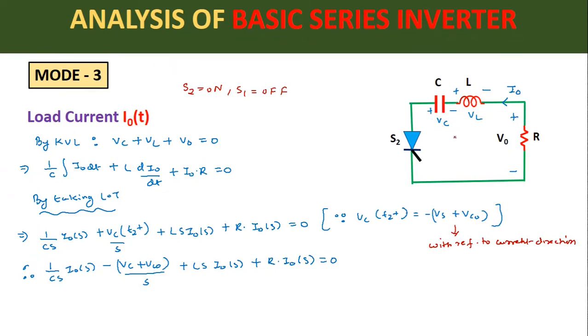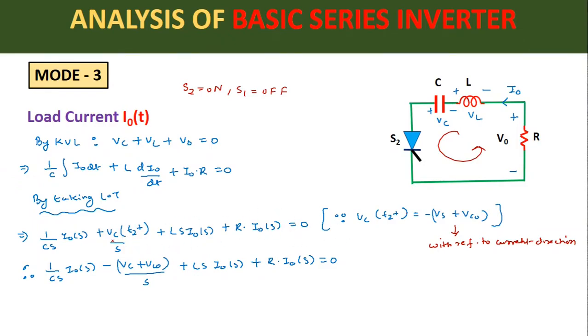Now when we apply KVL in the loop, we get Vc plus VL plus V0 is equal to 0. Now we will apply the formula for these voltages. For the voltage across the capacitor we have 1 upon C integration of I0 dt. For the voltage across the inductor we have L di0 by dt, and the voltage across the resistor I0 into R is equal to 0. Now again we will take the Laplace transform, and we will get this type of equation.